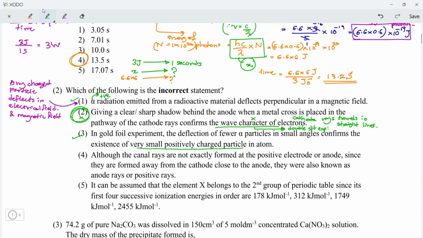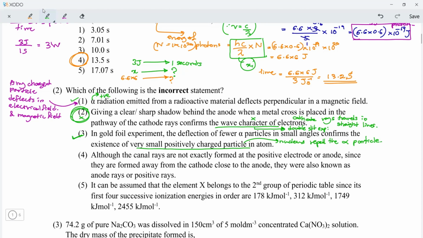This very small positive charged particle, we now know as the nucleus. You can say the nucleus repels the alpha particle, because the alpha particle also has a positive charge and the nucleus also has a positive charge. So it's a fundamental thing that we know: positive repels, or similar charges repel.